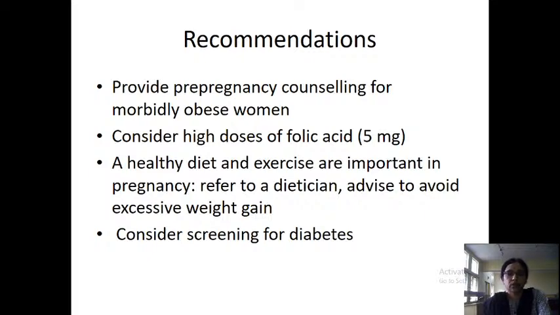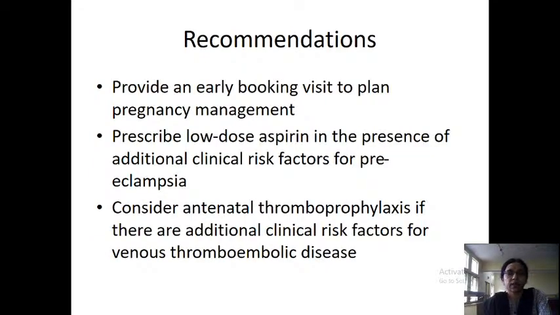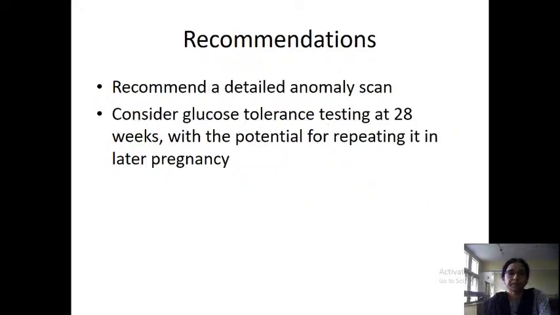A healthy diet and exercise are important in pregnancy, so these women should ideally be referred to a dietitian and advised to avoid excessive weight gain during pregnancy. Because these women are at increased risk of developing diabetes, they should be considered for screening for gestational diabetes mellitus, and they should ideally have a very early booking visit so that the pregnancy will be properly managed. Because obesity is a strong risk factor for preeclampsia, low dose aspirin, that is 150 milligrams, ideally should be given from 12 weeks till the birth. Again, these women are at risk of developing thrombosis, so we need to consider antenatal thromboprophylaxis, in particular if they have additional clinical risk factors for venous thromboembolic disease.